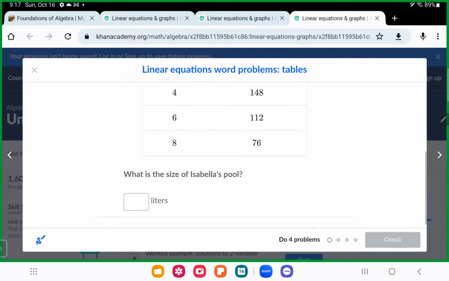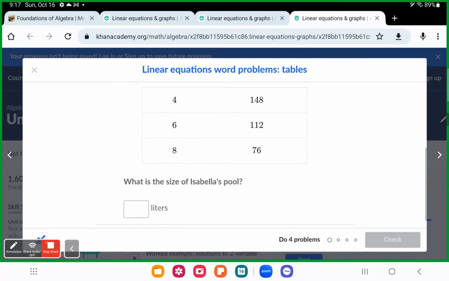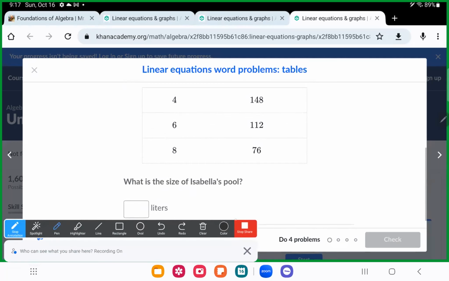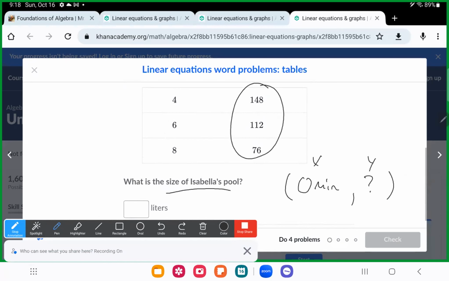Well, the size of the pool, what part of the linear function would that be? Well, these numbers are for the amount remaining to be filled. At 0 minutes, it all needs to be filled. So whatever we get for the y coordinate at 0 minutes is the y-intercept, and it's also the size of the pool. So let's just work backwards here.